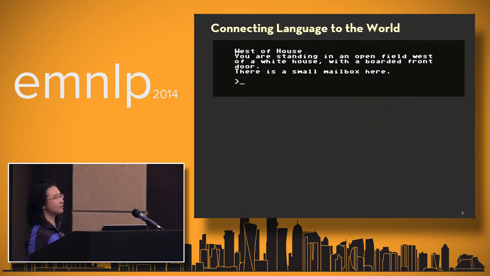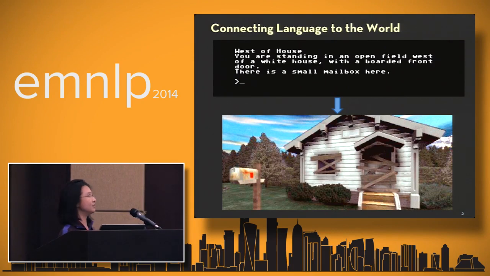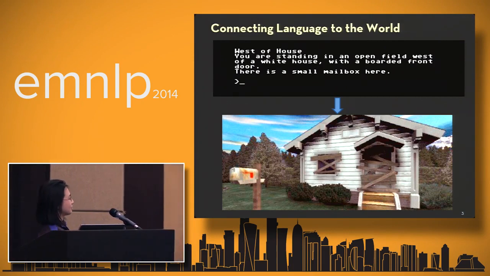This is an excerpt taken from the game Zork. It's describing a scene. You are standing in an open field west of a White House with a boarded front door. There is a small mailbox here. And what we would like to do is generate a 3D scene that reflects that text description.